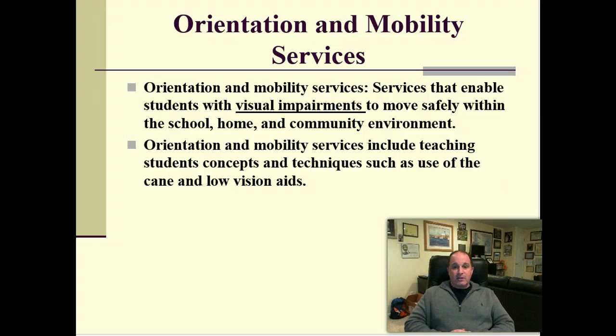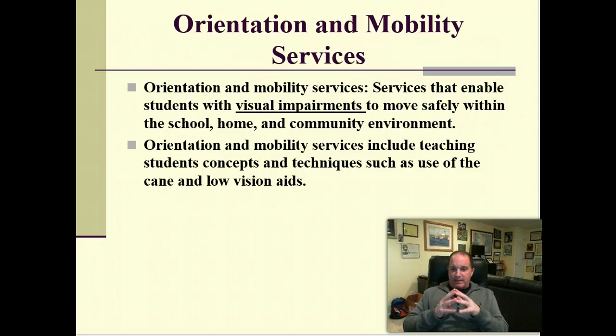The next related service is known as orientation and mobility services. Now, orientation and mobility services are very specific. They are services that enable students with visual impairments to move safely within the school, home, and community environment. Orientation and mobility services include teaching students concepts and techniques such as the use of a cane and low vision aids.